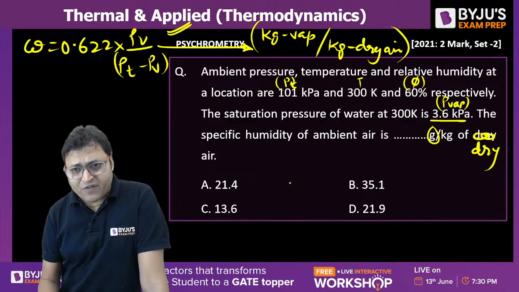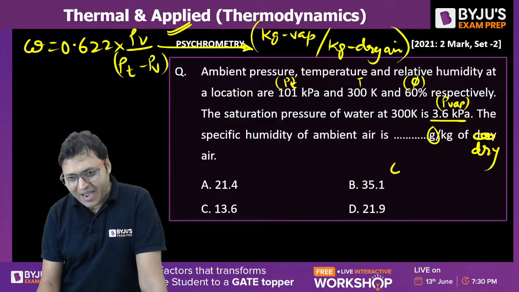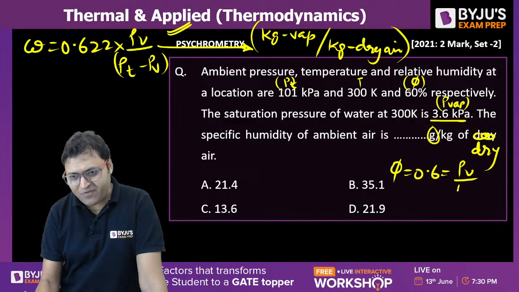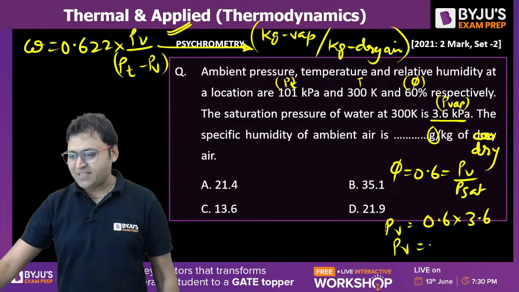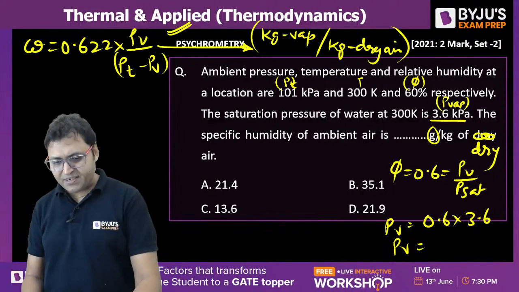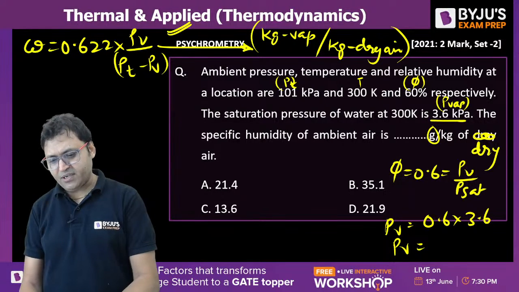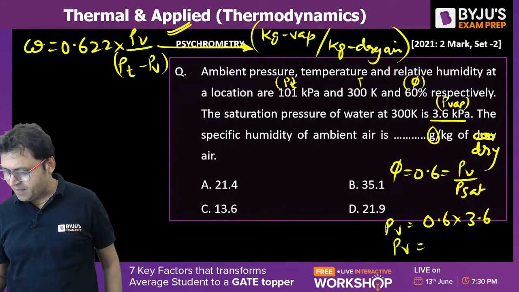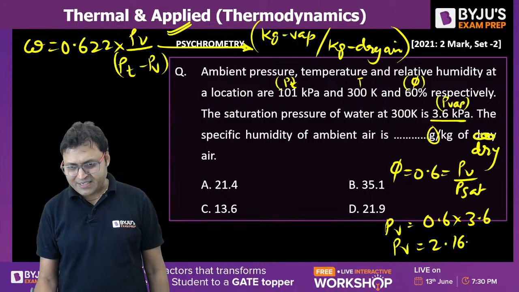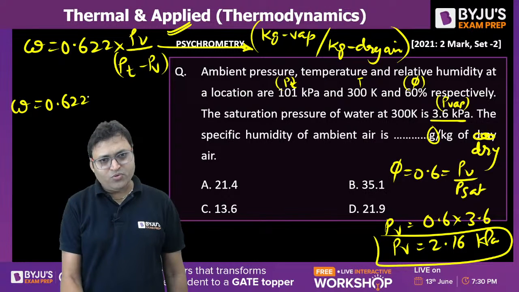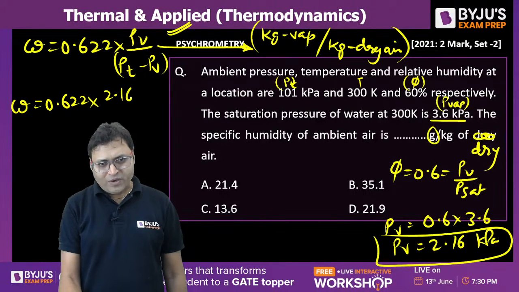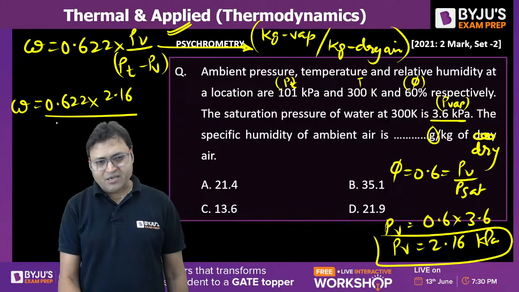First of all, PT is given. We need to find out PV. So phi is equal to 0.6, which is PV by P saturation, isn't it? So PV is equal to 0.6 into 3.6. What is the value of PV? 0.6 into 3.6 is 2.16 kilopascal. Put the values. So omega will be equal to 0.622 into PV, that is 2.16, upon total pressure, that is 101 minus 2.16.